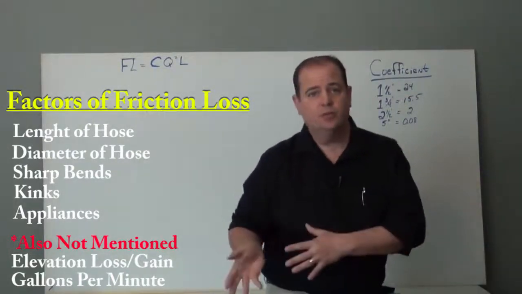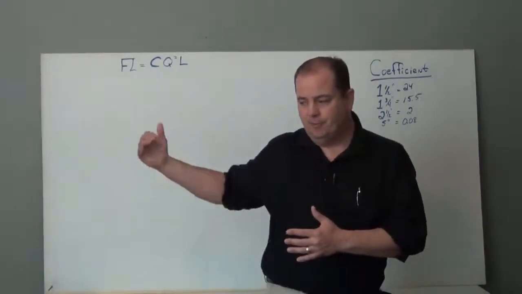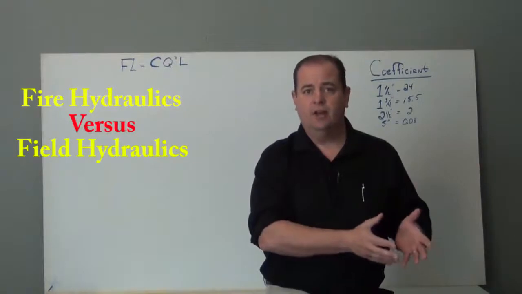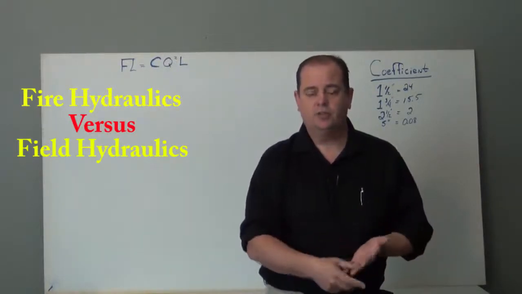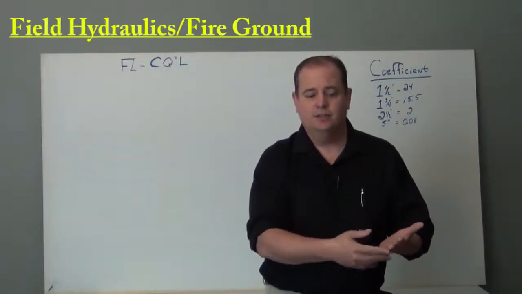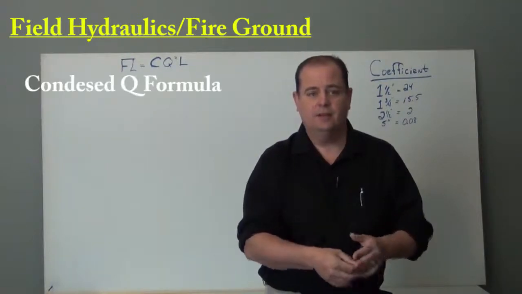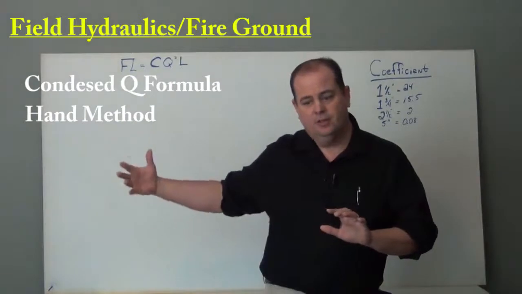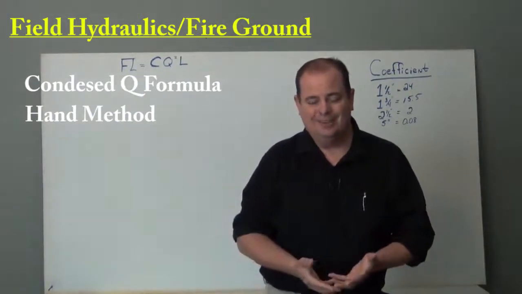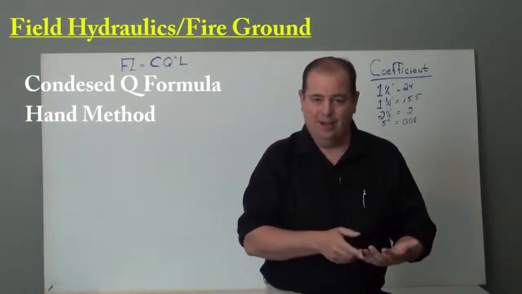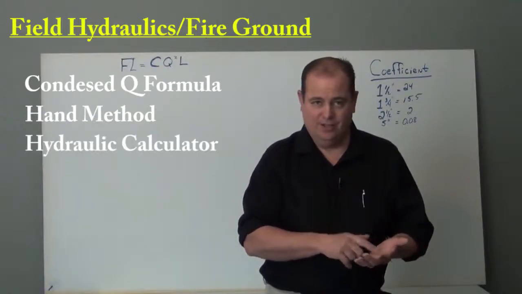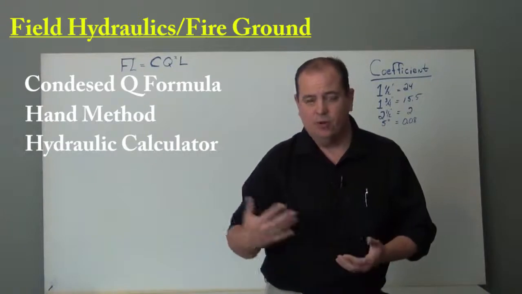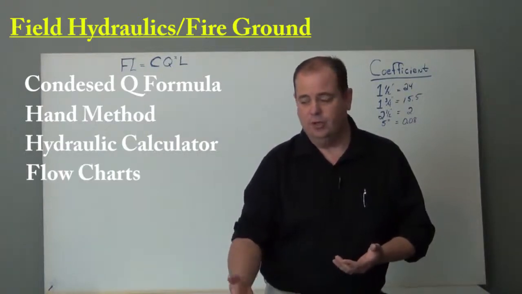What we're doing today is fire hydraulics, which is different from field hydraulics. Field hydraulics is what you use in the field, like the condensed Q method or the hand method, because in the field you're not going to pull out a calculator, even though that is an option. They do have hydraulic calculators. You can punch in the length of the hose, the diameter, and the gallons per minute, and they'll tell you the friction loss. There are also flow charts you can use as well.